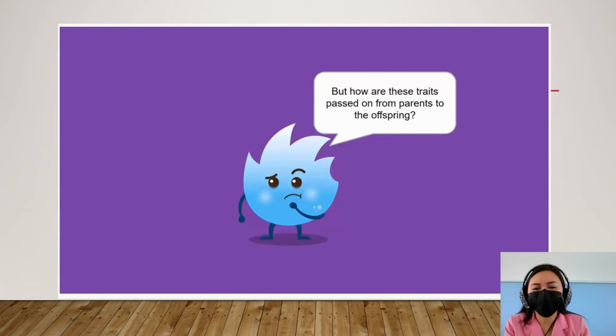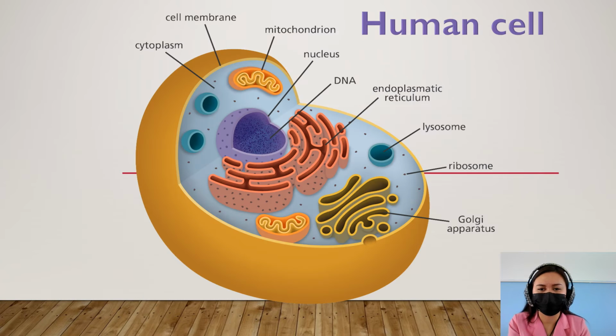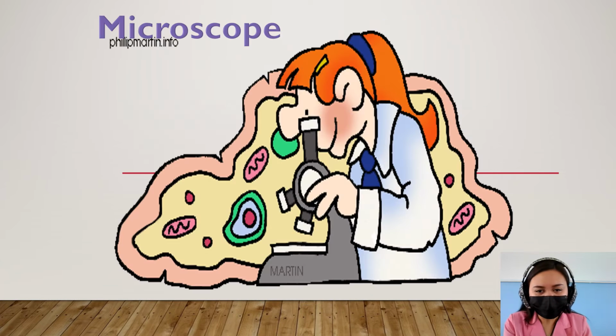But how are these traits passed on from parents to offspring? How? Look at this one. This is a human cell. We have millions of cells in our body, and in order for us to see them, we need to use a device. We call this device a microscope.